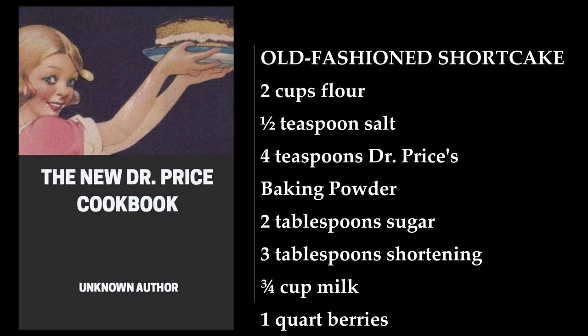Old-fashioned shortcake. 2 cups flour. 1/2 teaspoon salt. 4 teaspoons Price's baking powder. 2 tablespoons sugar. 3 tablespoons shortening. 3/4 cup milk. 1 quart berries.